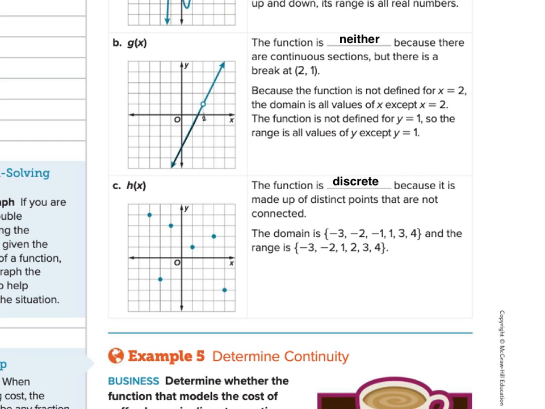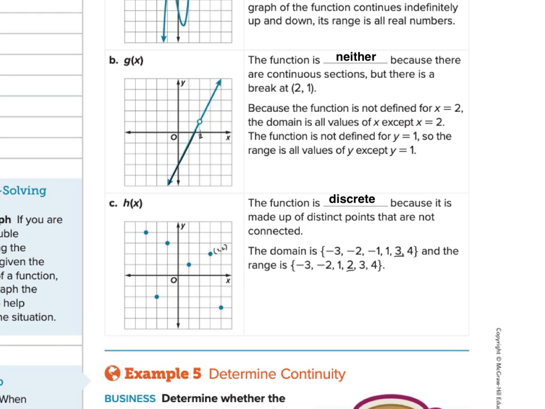And now here is an example of a discrete function where I just have these items that are present. So it's made up of those distinct points. The domain in this case is going to be the x values. For example, this point right here is (3, 2), and 3 is part of my domain, and 2 is part of my range. Okay, so looking at that.